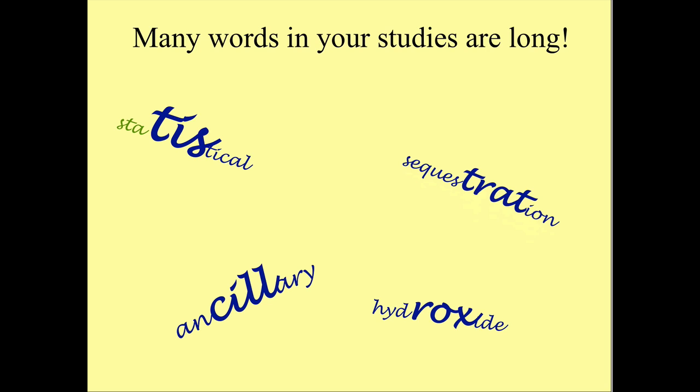Now, putting the stress in the right place in a word is very important for English speakers. For example, if you say statistical with the wrong stress, English speakers may not understand you. But which part of a word do you stress? How do you know? Are there any rules?